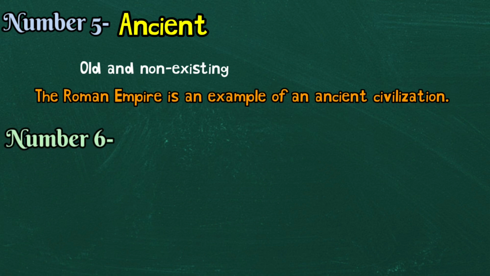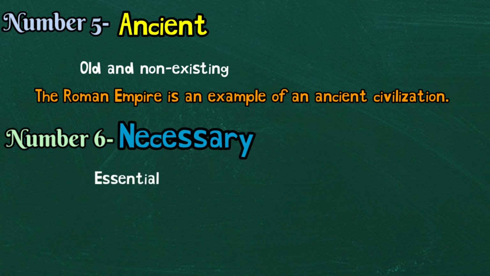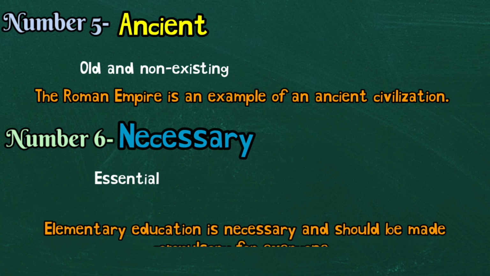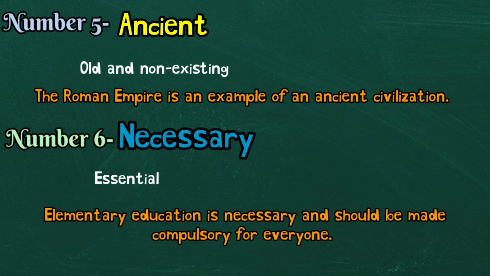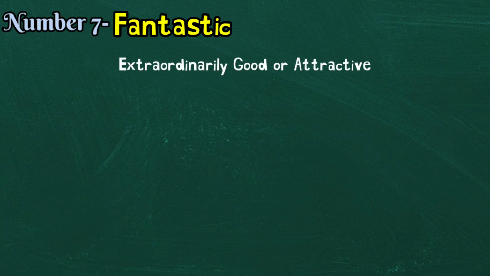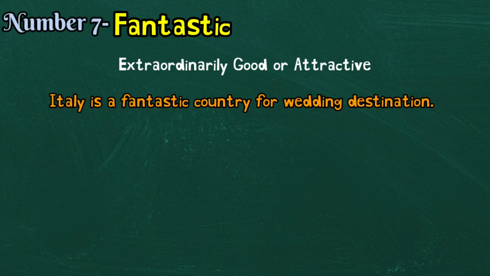Number 6. Necessary. To describe something essential, you can use necessary. For instance, elementary education is necessary and should be made compulsory for everyone. Number 7. Fantastic. When the noun is extraordinarily good or attractive, you can use it. For example, Italy is a fantastic country for a wedding destination.